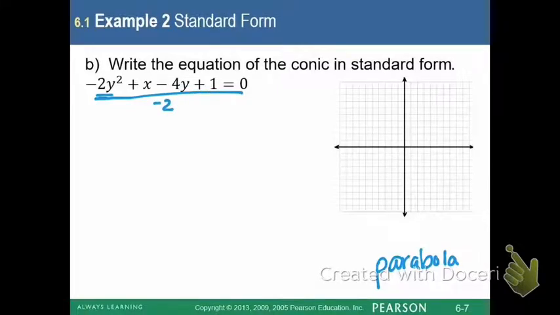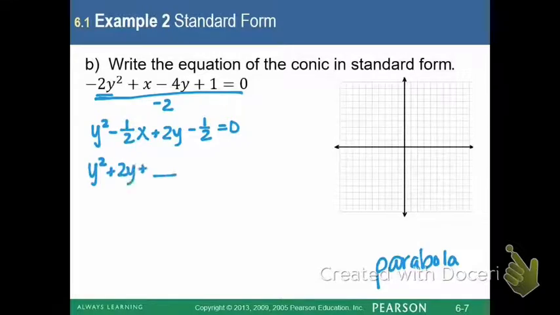So I'm going to divide everything by negative 2. So that'll give me y squared minus 1/2 x plus 2y minus 1/2 equals 0. Remember, with parabolas, we only want to keep what's being squared on the left side. So I'll have the y squared plus the 2y plus blank equals, and then I'm going to move everything else to the right. So this will be positive 1/2 x plus 1/2.